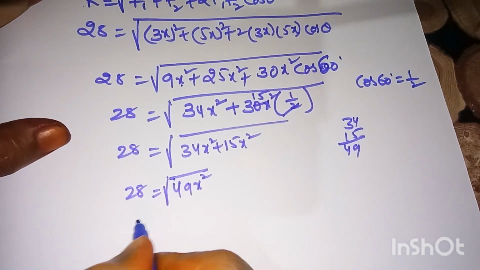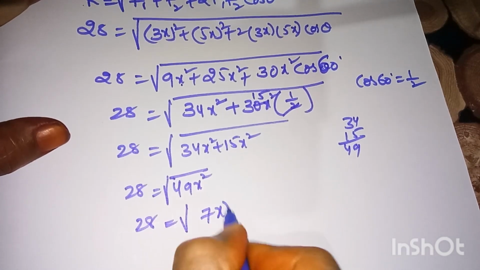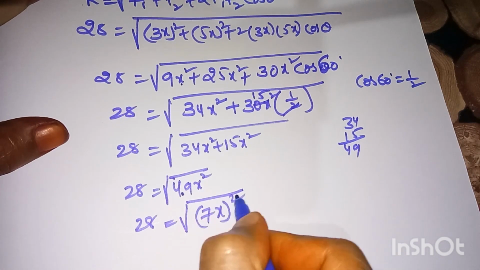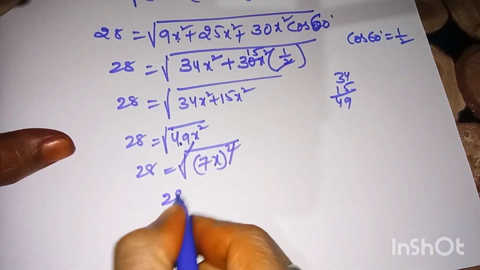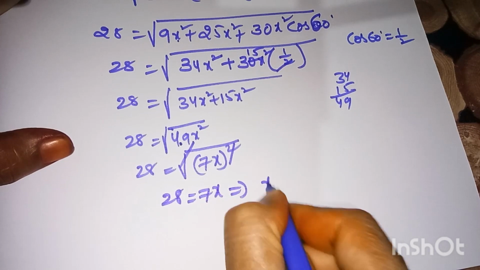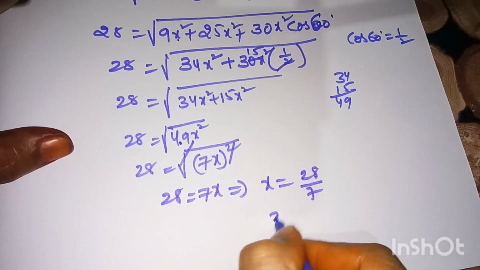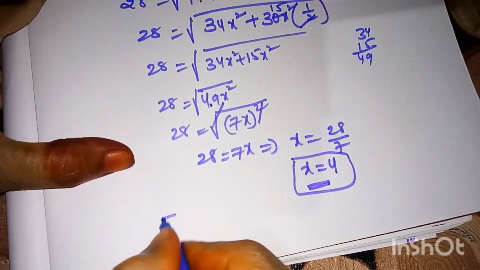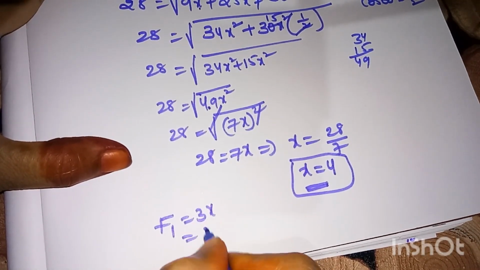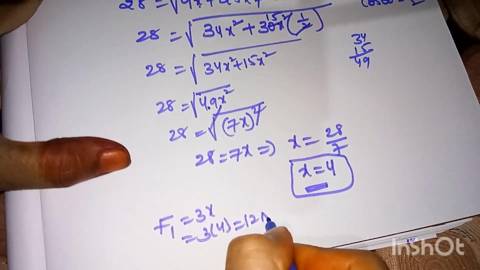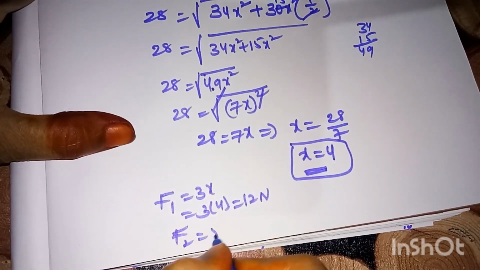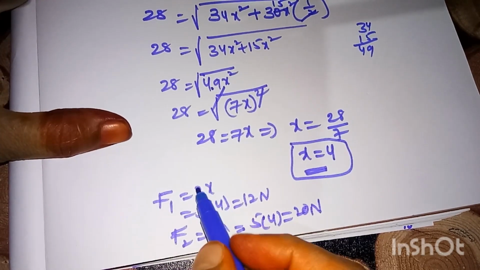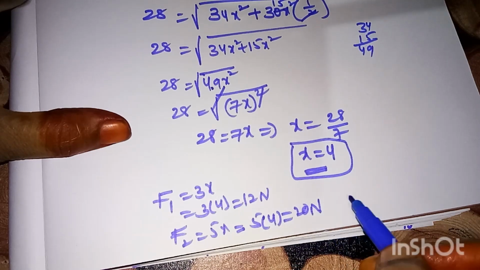So this can be written as 7x whole square, since 49 can be written as 7 square x square. The square root will be cancelled. 28 equals 7x, so x equals 28 by 7. 7 fours are 28, so the x value is 4. F1 is 3x, so 3 into 4 is 12 Newton. And F2 is 5x, that is 5 into 4, 20 Newton. So the magnitudes of the two forces are 12 Newton and 20 Newton.